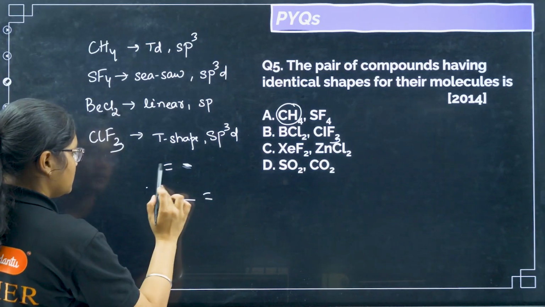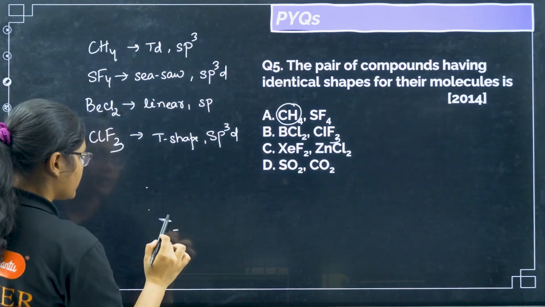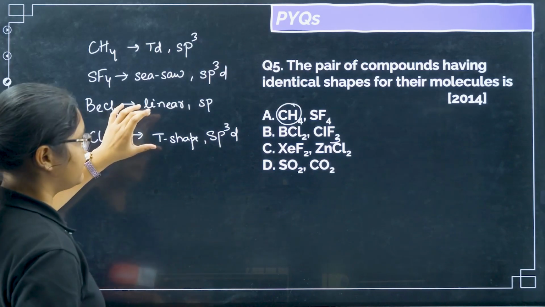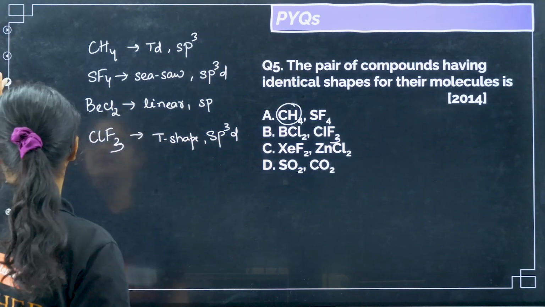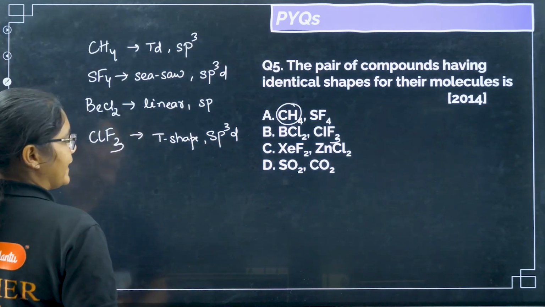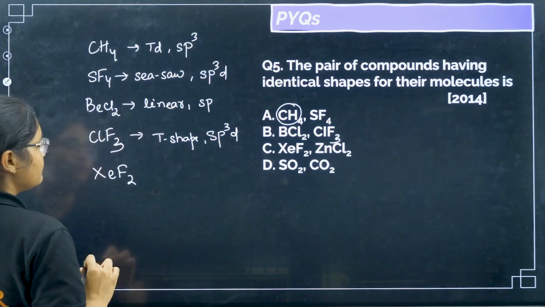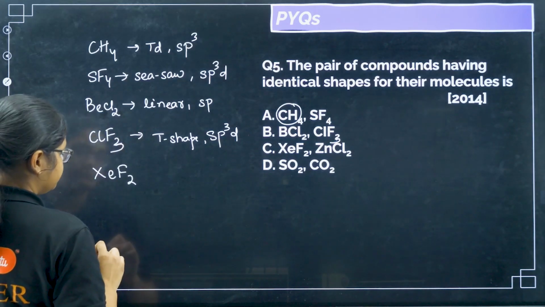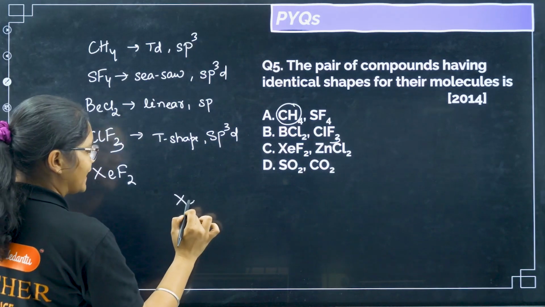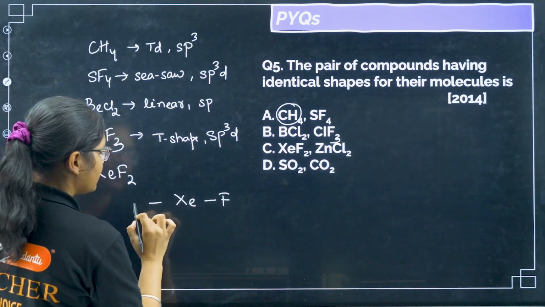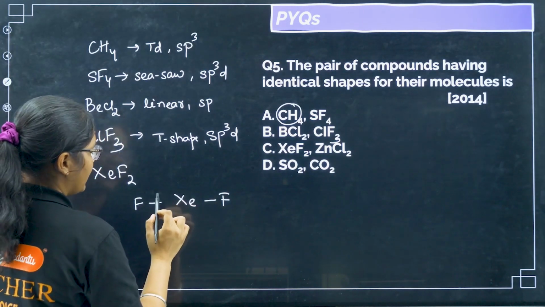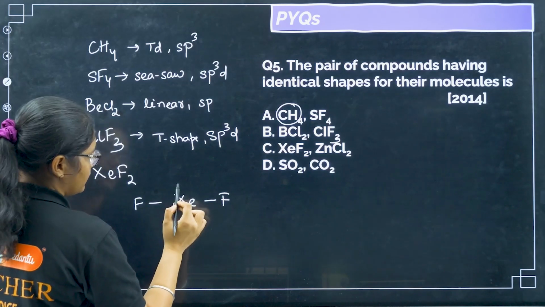Next, okay, so till now we haven't got the answer. We want the same shape, XeF2. So okay, XeF2, if you see, Xe has 8 valence electrons, out of that 2 are forming bonds, and I have 4 lone pairs, right?